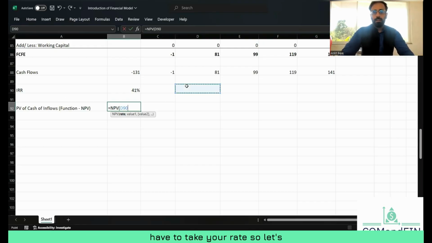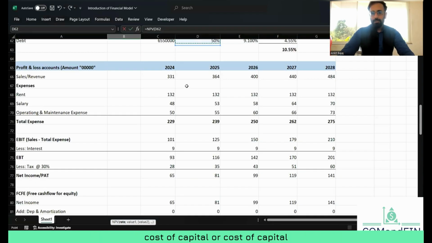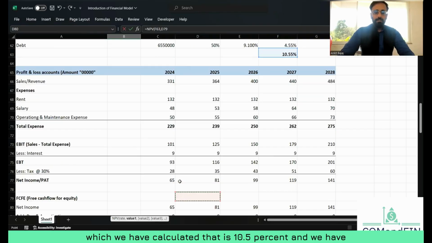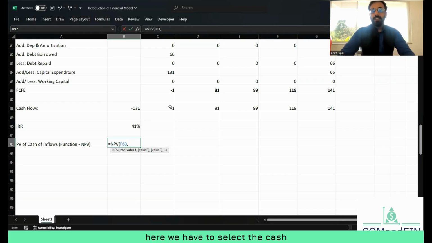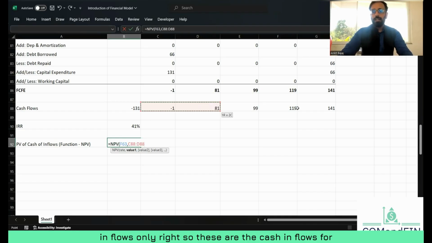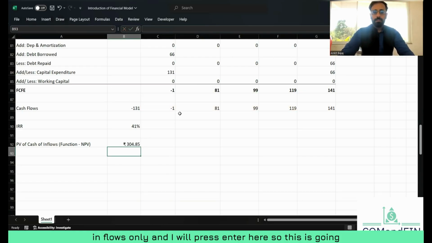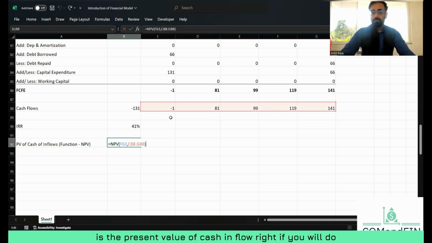So first we have to take your rate. Rate means the weighted average cost of capital or cost of capital, which we have calculated. That is 10.5%. And we have to select the cash flows here. Now you have to remember which cash flows we will select. We have to select the cash inflows only. So these are the cash inflows for the first 5 years. Here, this is the cash outflow. So we select the cash inflows only, and I will press enter. This is the present value of cash inflow.